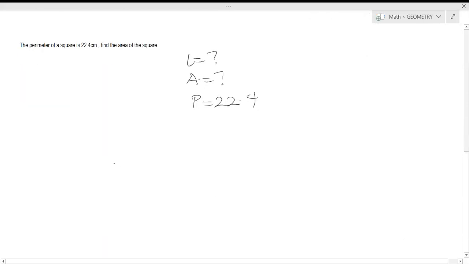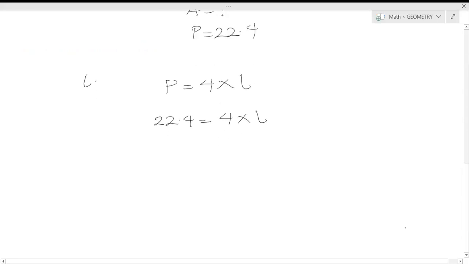The first thing we do is that we need to find the length. We know that the perimeter of a square is 4 times L, right? So it means that 22.4 is equal to 4 times L. We want L to be the subject of this formula. We're looking for L, so we can divide both sides by 4. Then 22.4 divided by 4 is going to be 5.6.